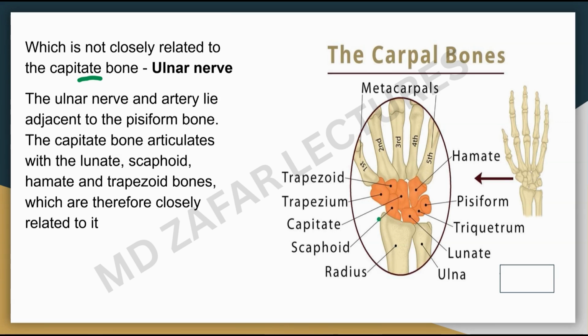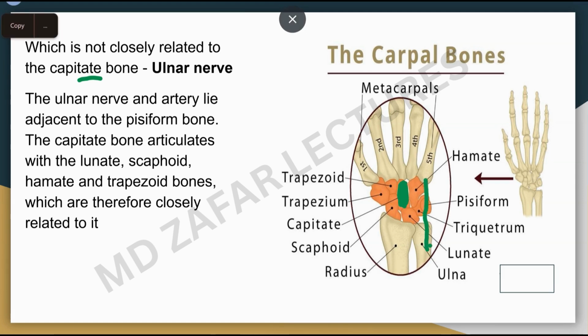We have the scaphoid, lunate, triquetrum, and pisiform. And then we have the trapezium, trapezoid, capitate, and hamate. Now they have asked which of the structures is not closely related to this capitate bone. So there would be different options, and the option that you will be selecting as not in relationship would be the ulnar nerve. Now, ulnar nerve and ulnar artery are going to pass from this side.